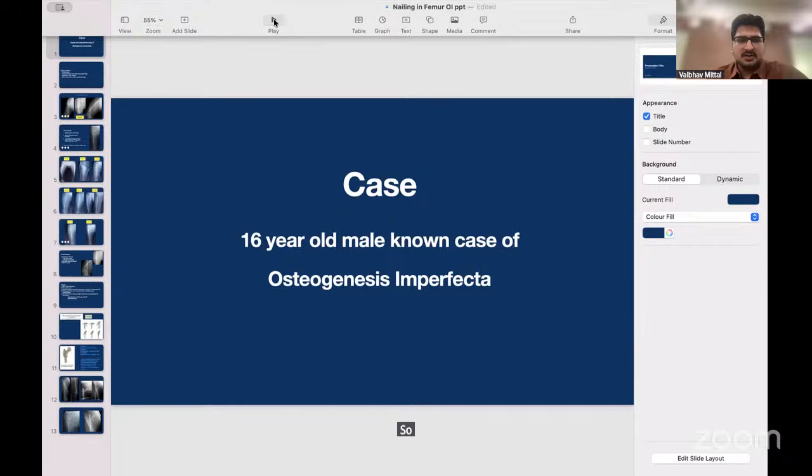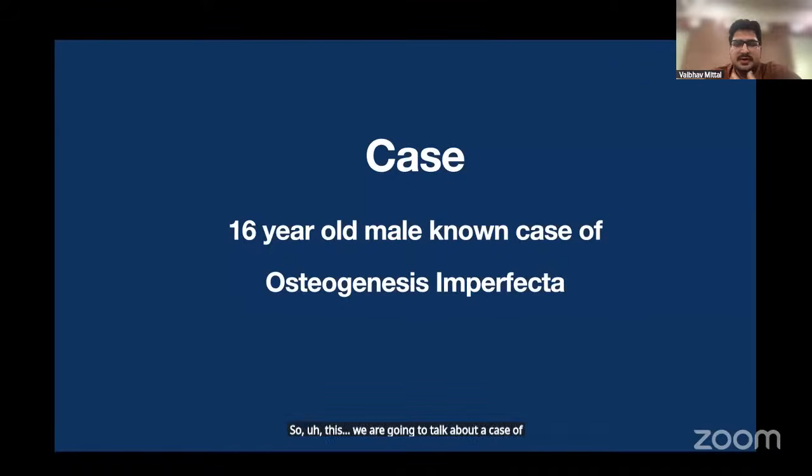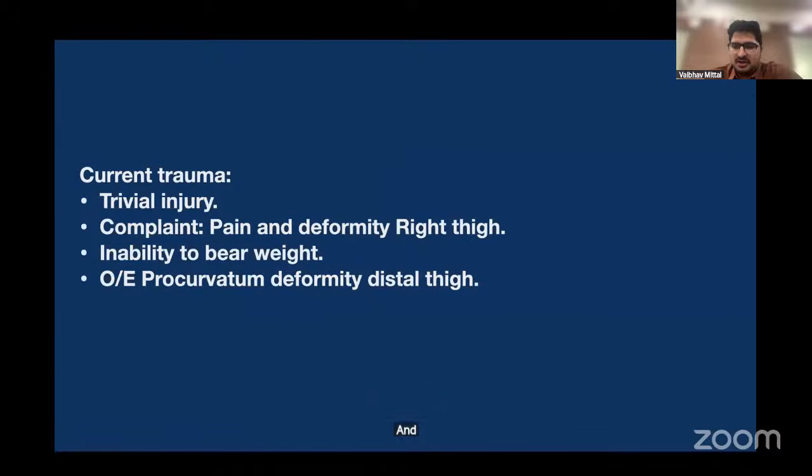So we are going to talk about a case of osteogenesis imperfecta, a 16-year-old male, and he was our regular patient. Currently, he presented with a trivial injury, as they usually do, with a complaint of pain and deformity of the right thigh and inability to bear weight. And there was a procurvatum deformity of the distal thigh.